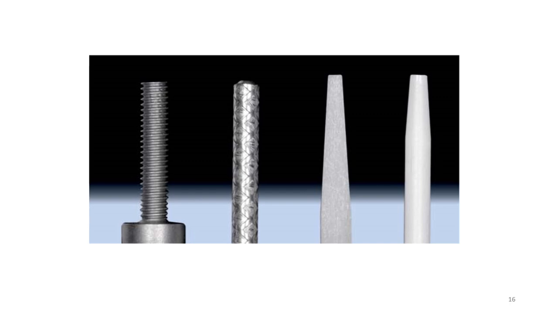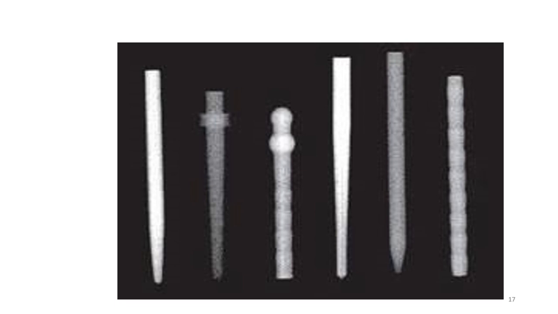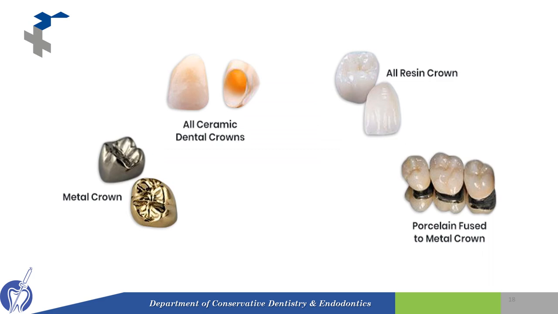The first two is a metal post. The next two is a type of ceramic post. So apart from metal, we can also use ceramic and fiber reinforced post. This has got better aesthetic properties when compared to metal post. So examples of prefabricated fiber post available in the market.